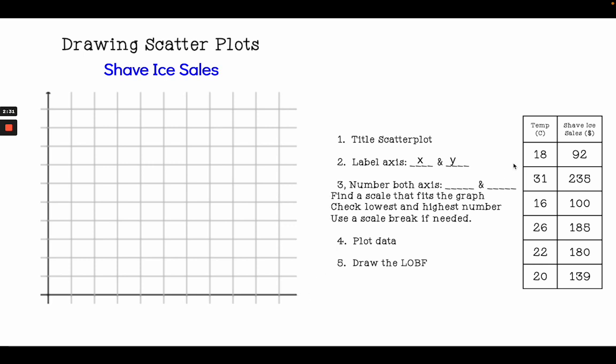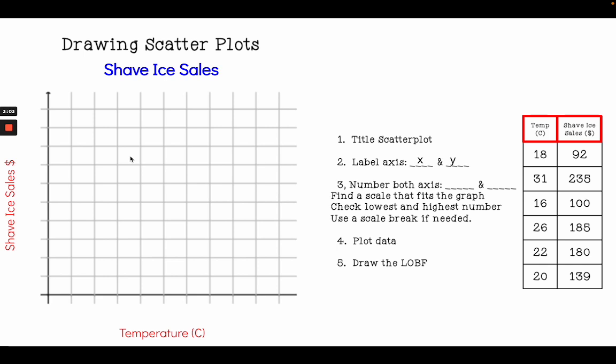So on the x-axis, it says temp. And I'm going to put here temperature. Our unit is Celsius or degrees in Celsius. And so we would say 18 degrees Celsius, 31 degrees Celsius, 16 degrees Celsius, and so forth. Okay, let's look at our y side. Our y side says shave ice sales. And so here on the y-axis, I'm going to label y-axis as shave ice sales.